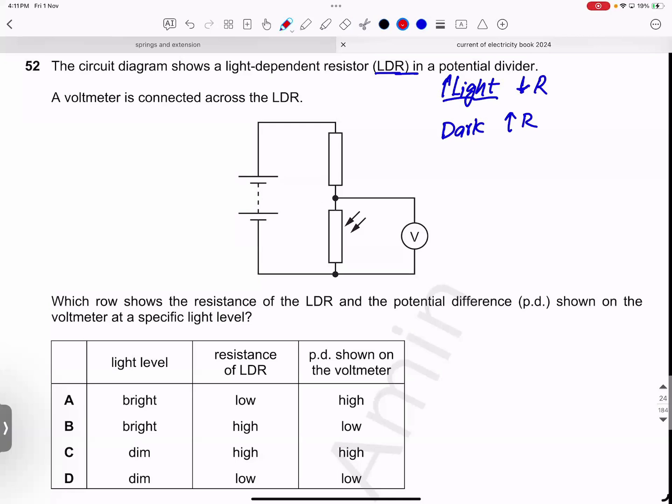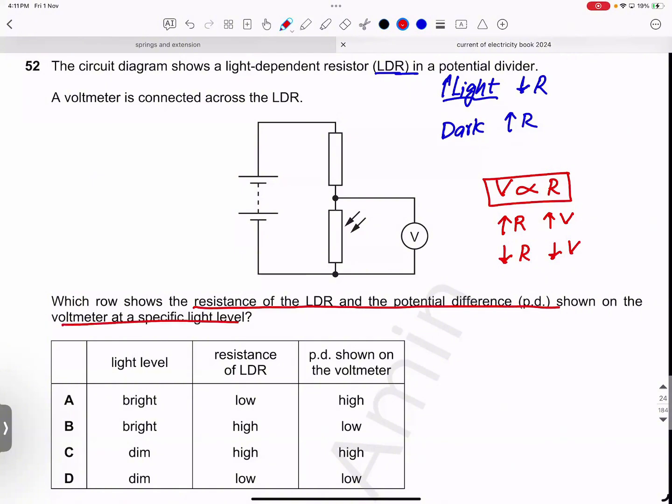Second concept is potential divider. Potential divider, we say voltage share is directly proportional to resistance. Voltage share is directly proportional to resistance. More resistance, more voltage share, less resistance, less voltage share. Now let's read the question. They say which row shows the resistance of LDR and potential difference with a specific light level.